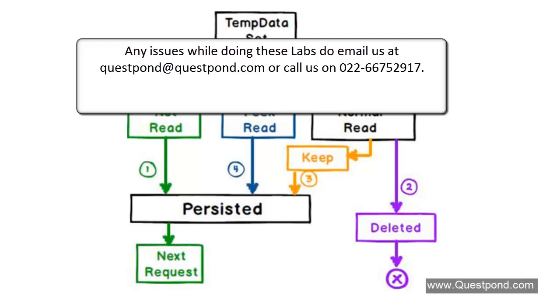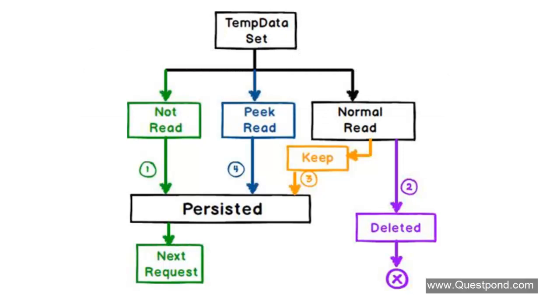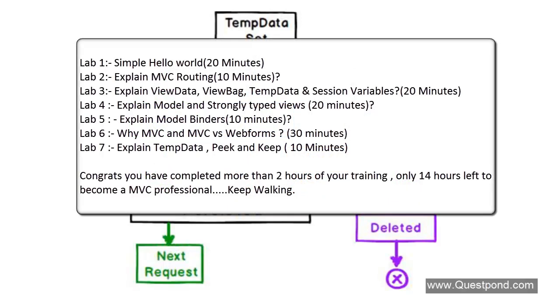Now in the next lab, we'll talk about something called data annotations, which is specifically used for doing validations. So this was 10 minutes of the video. We have almost covered more than 2 hours of our training. Let's try to complete the rest of the 14 hours and let's try to become an MVC professional. So in the next lab, we'll talk about data annotations and validations.